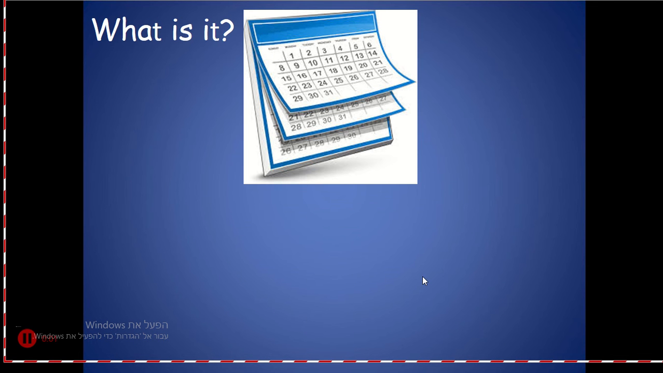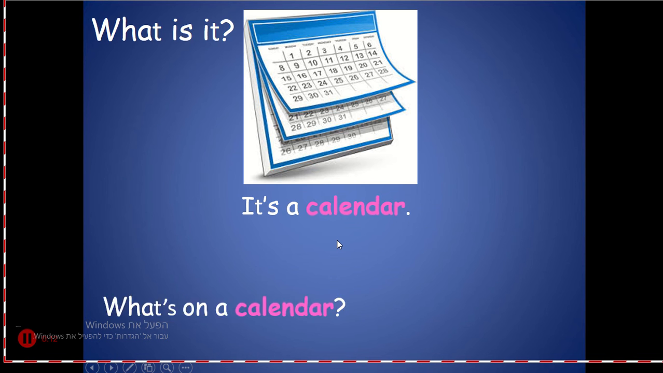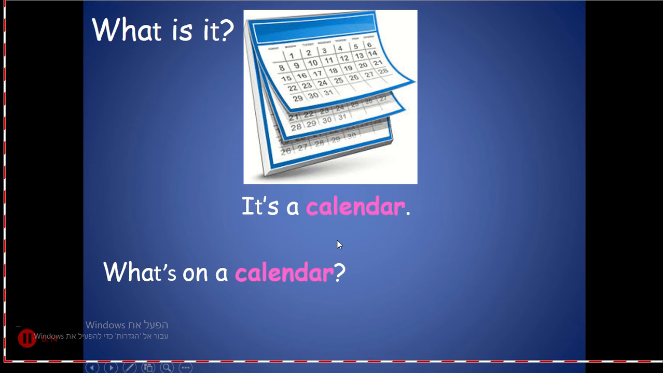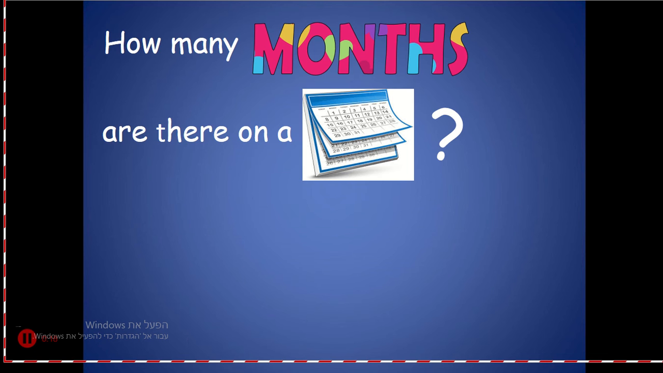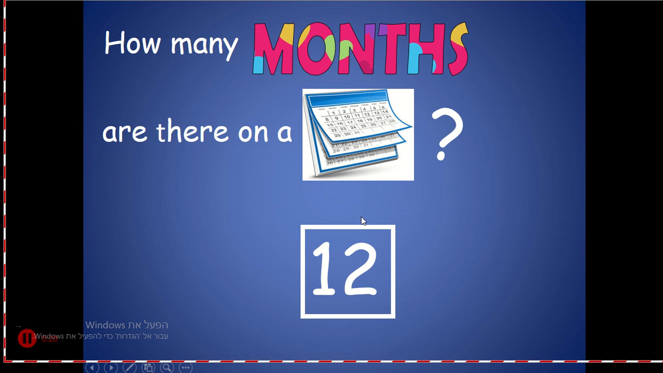Today I will talk to you about the months of the year. What is it? Right, it's a calendar. What's on a calendar? Months of the year. How many months are there on a calendar? Try to think. That's right, there are 12 months. And then you go on and you do your lesson.